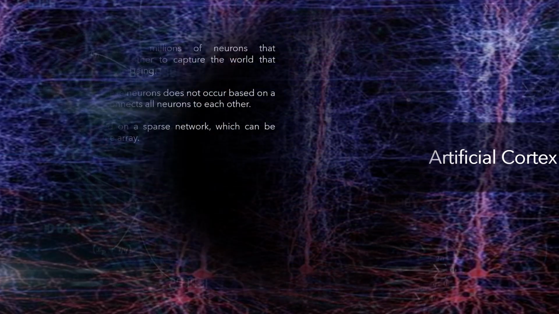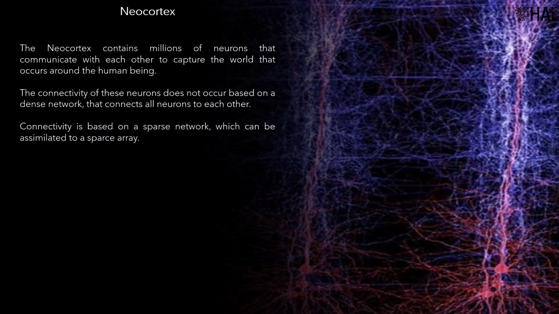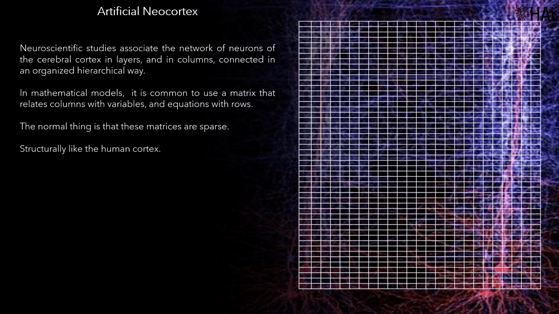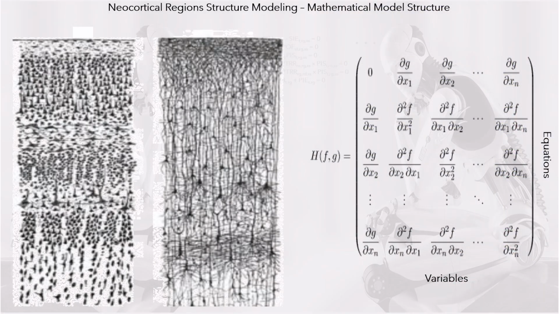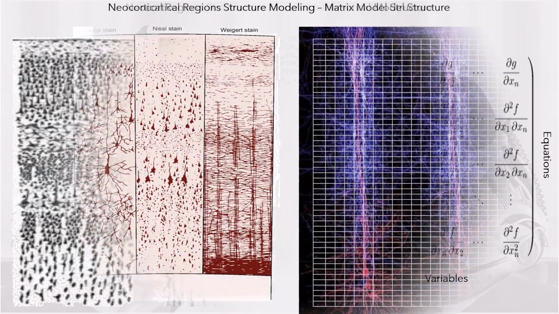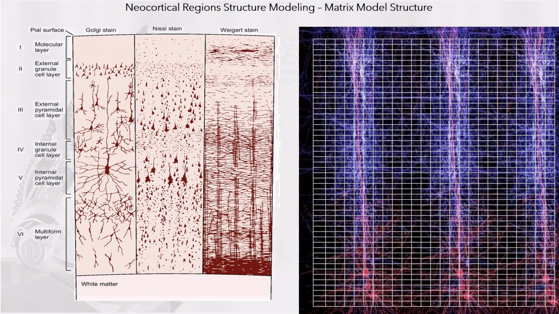Artificial cortex. The neocortex contains millions of neurons that communicate with each other to capture the world that occurs around the human being. The connectivity of these neurons does not occur based on a dense network that connects all neurons to each other. Connectivity is based on a sparse network, which can be assimilated to a sparse array. Neuroscientific studies associate the network of neurons of the cerebral cortex in layers and in columns, connected in an organized hierarchical way. In mathematical models, it is common to use a matrix that relates columns with variables, and equations with rows. The normal thing is that these matrices are sparse, structurally similar to that of the human cortex.